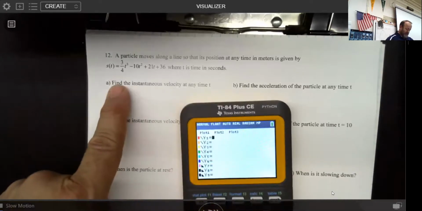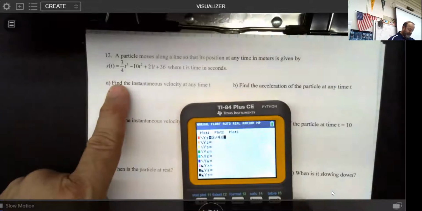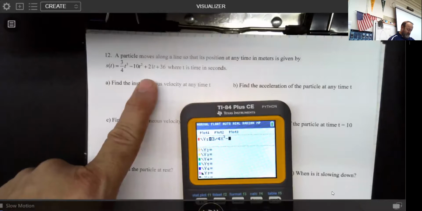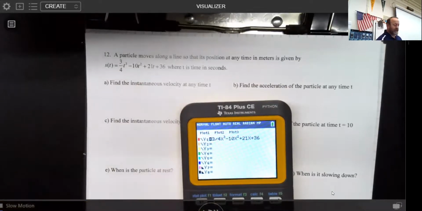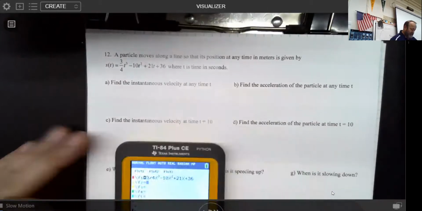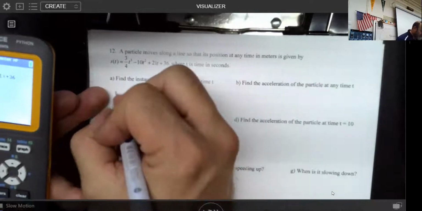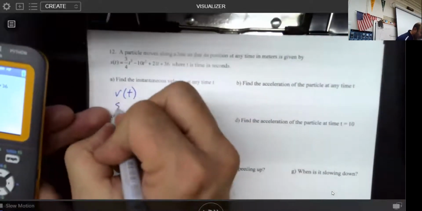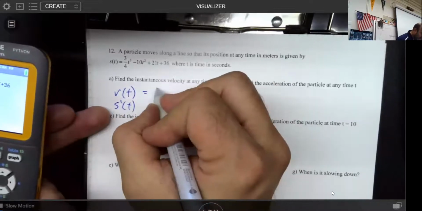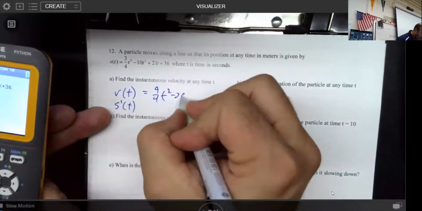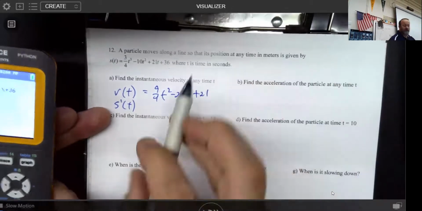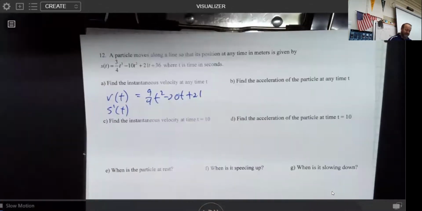I'm going to take a second to set myself up with this equation: 3/4 x cubed, minus 10x squared, plus 21x, plus 36, so that we'll have that down the line. My first question is about instantaneous velocity, which we should know is v of t, also known as s prime of t. It is 9/4 t squared minus 20t plus 21. Of course, the derivative of 36 is 0, so we're good to go.